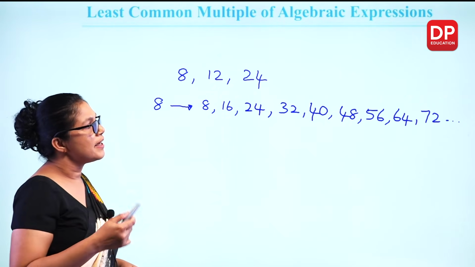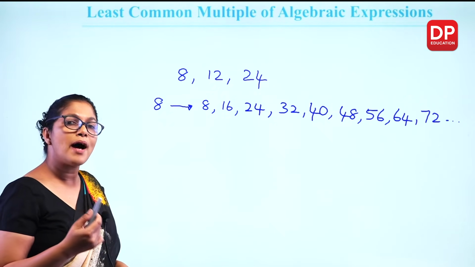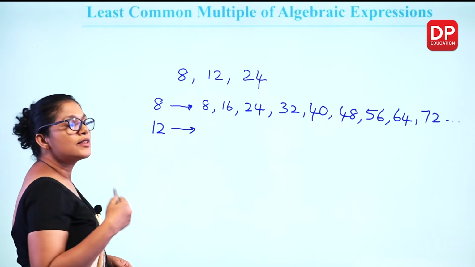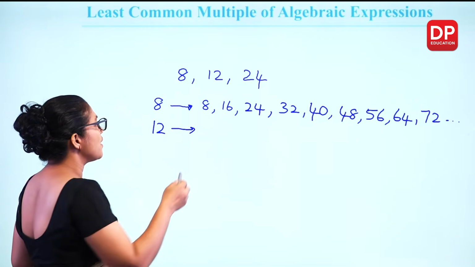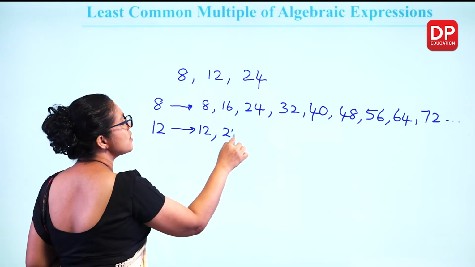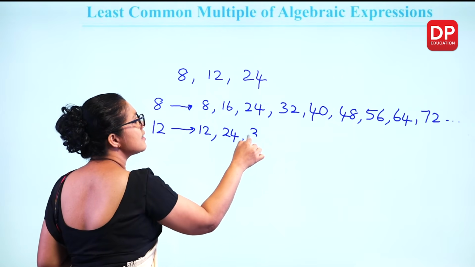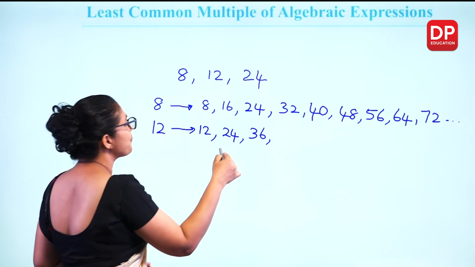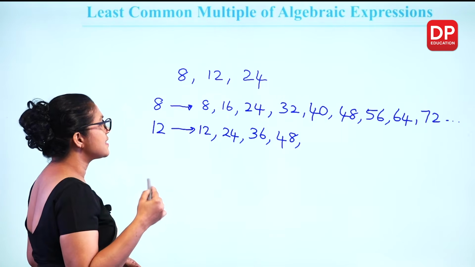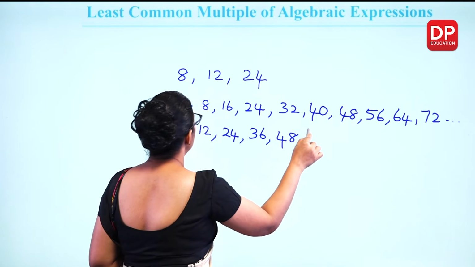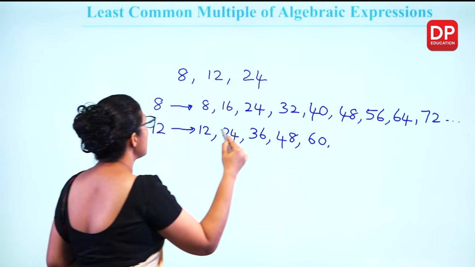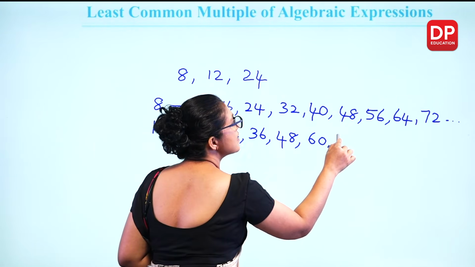So I'll stop here and try to find out the multiples of 12. When you take multiples of 12, basically the times table of 12: 12 times 1, 12. 12 times 2, 24. 12 times 3, 36. 12 times 4, 48. 12 times 5, 60. 12 times 6, 72.